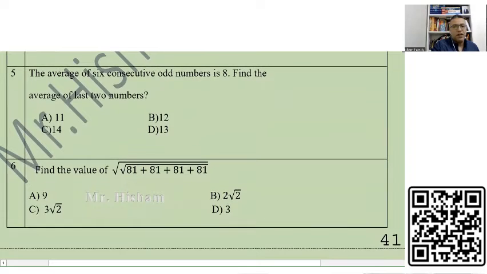Number 5, the average of 6 consecutive odd numbers is 8. Consecutive and average means that the median of the 6 consecutive odd numbers is 8. So the numbers are 3, 5, 7, 9, 11, and 13. Find the average of the last two. The average of 11 and 13 is equal to 12.